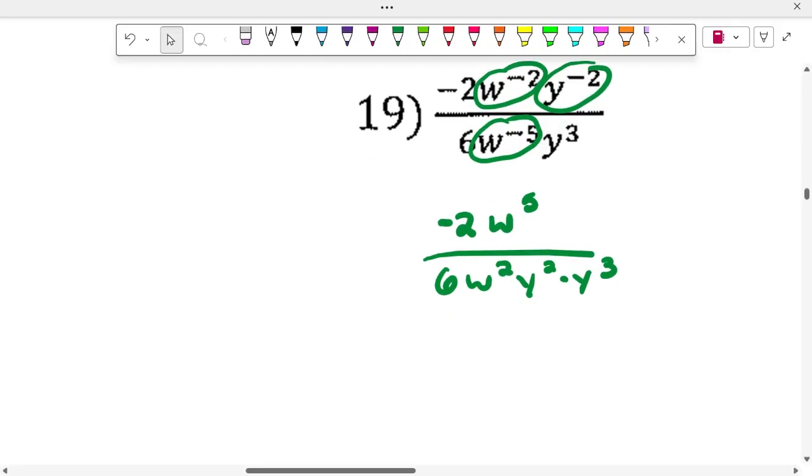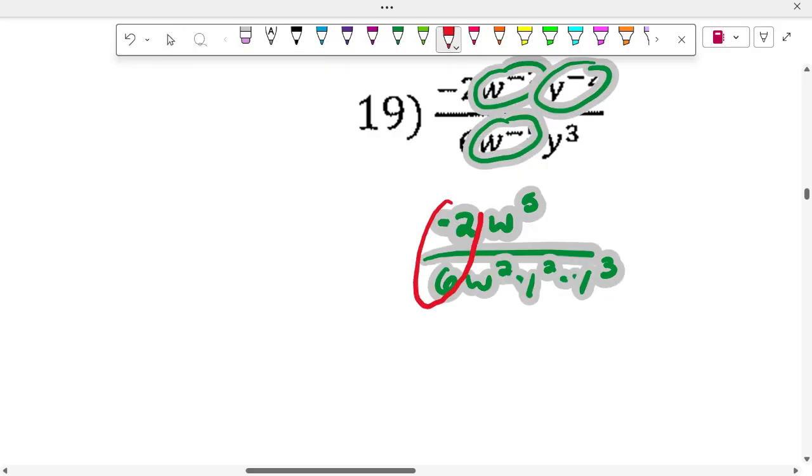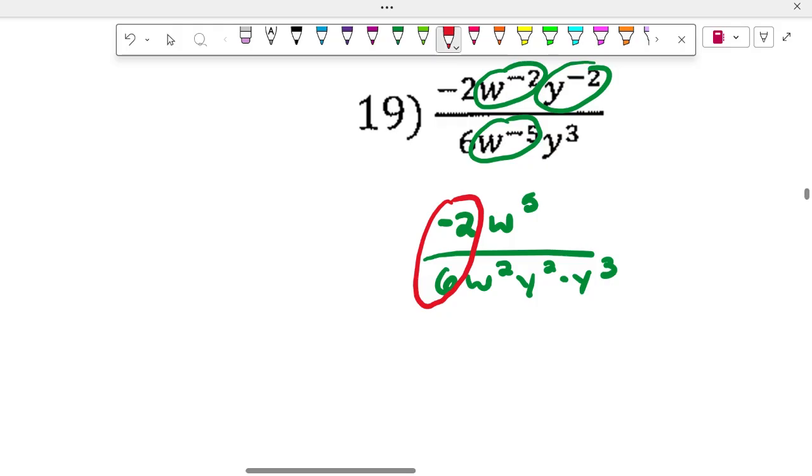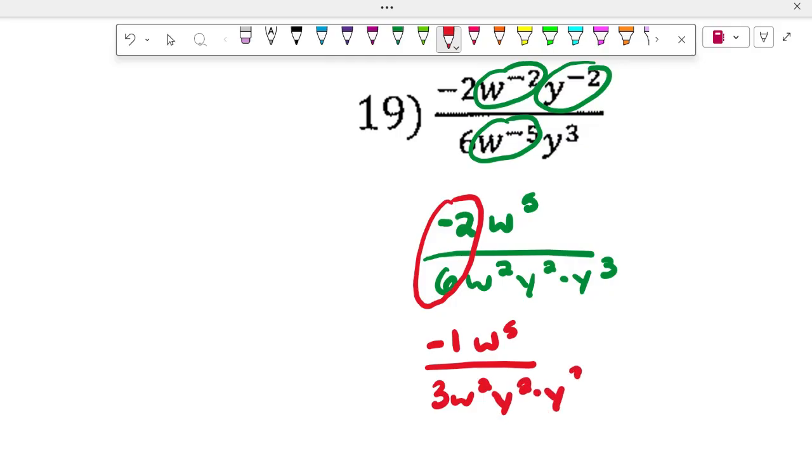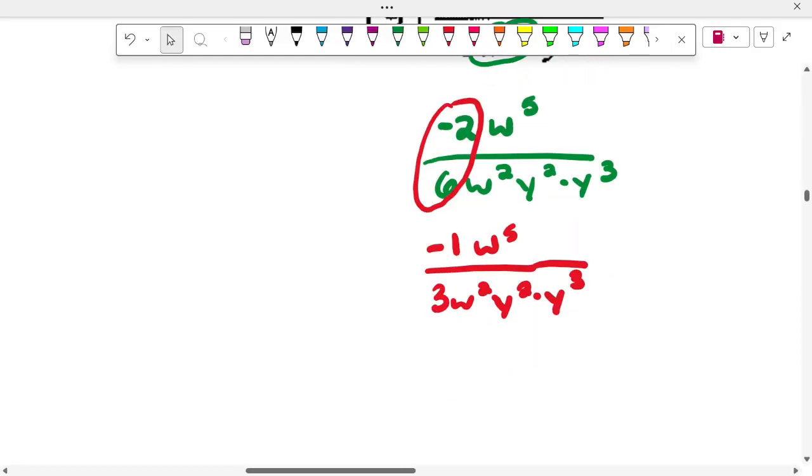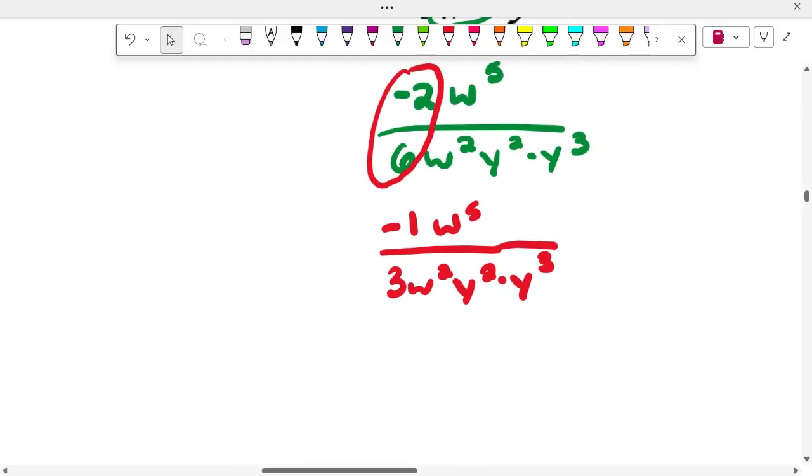Simplify what? The fraction. Okay. So -2 over 6 can simplify to what? -1/3. So I have -1 w to the 5, 3 w squared, y squared times y cubed. Oh yeah, there's more simplifying. We aren't done. Basically, guys, if you can tell that you can do another rule, you're not done. You're done when you cannot do any other rule.